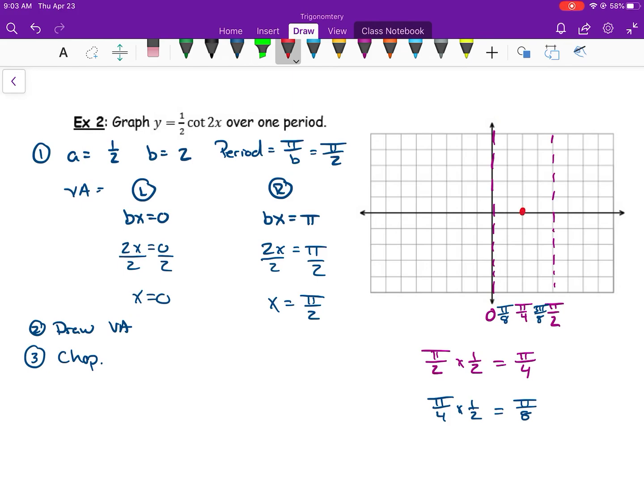Get my first point plotted. There's no shifts up or down, just a little stretched out. Alright, so my slope is 1/2. So I'm going to go up a half to the left 1. I'm going to go down a half to the right a half. Okay, and there we go.